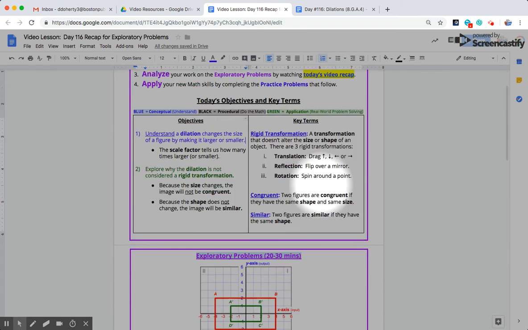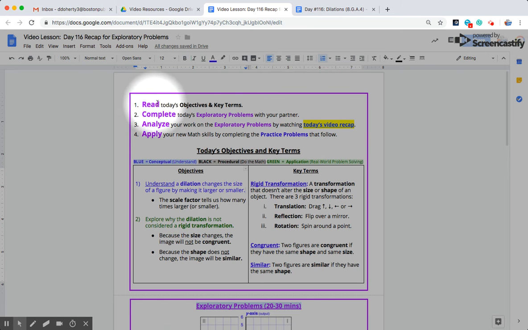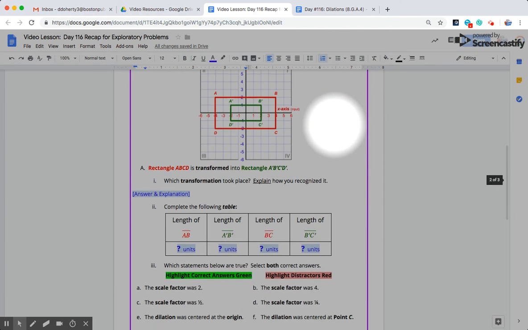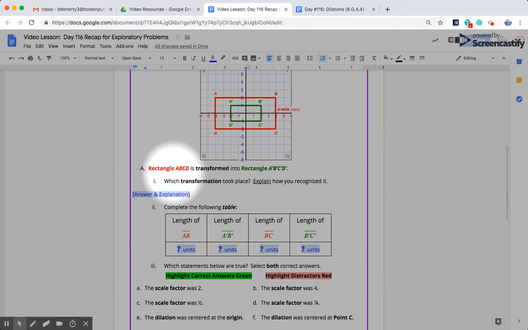At this point, we'll remind you, you should have already read through today's objectives and key terms. Here are the objectives, here are the key terms. And you already should have tried to complete all of the exploratory problems, the purple box problems, A and B, with your partner before you started watching this video. With that being said, we're pretty quickly going to run through each part now for the exploratory problems.